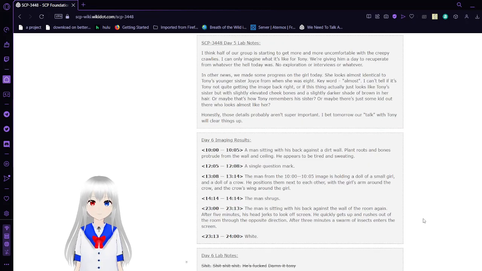Day 5 notes. I think half our group is starting to get more and more uncomfortable with the creepy crawlies. I can only imagine what it's like for Tony. We're going to claim a day to recuperate from whatever the heck today was. No exploration or interviews or whatever.